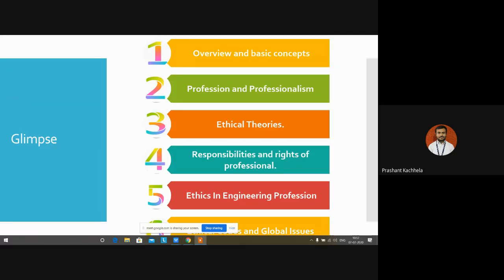The sixth module is related with global issues. It is related with many case studies related to organizations. There are many big organizations, MNCs, as well as small firms. We are going to study a few examples from real life case studies: if some organizations are following ethics, what benefits they are getting, and if they are not following, what kind of trouble they had earlier.